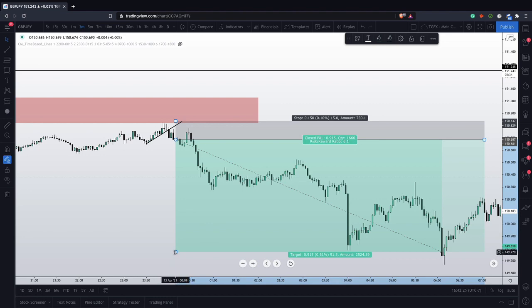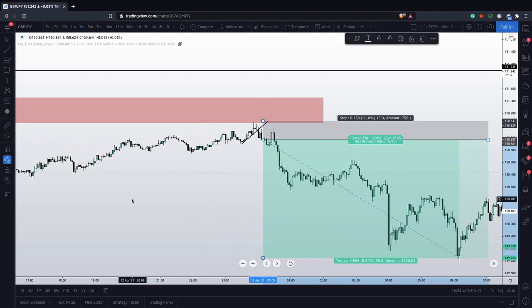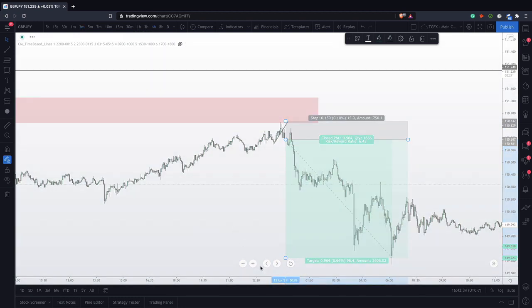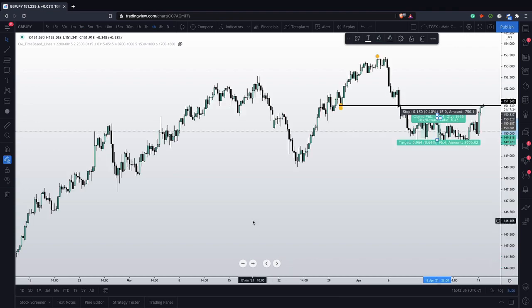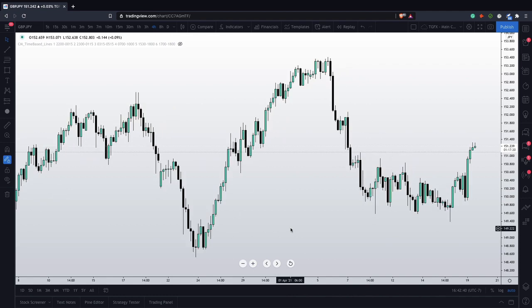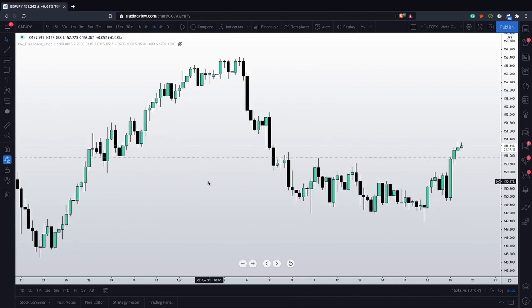All right, so this one hit over a 1 to 6 risk to reward trade. And this is simply with our knowledge that we already had about the zones, but now incorporating order blocks as well. All right, and this happens over and over.